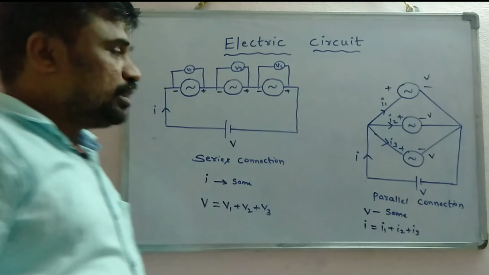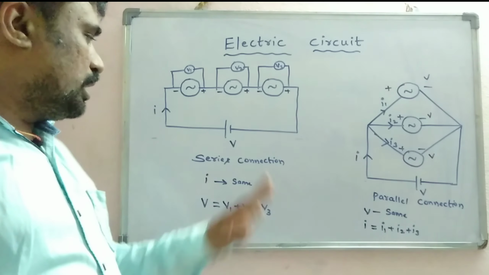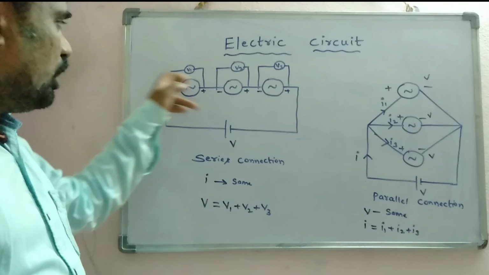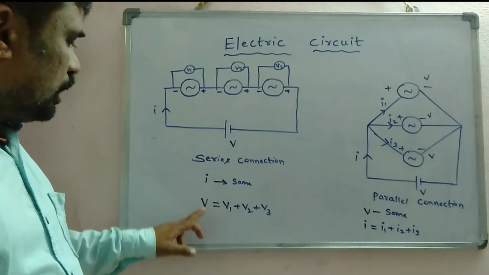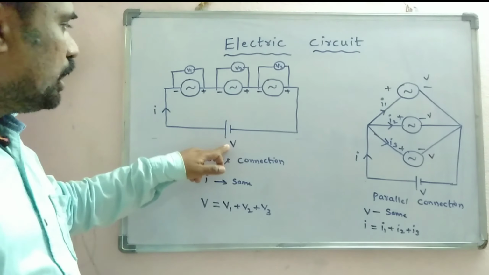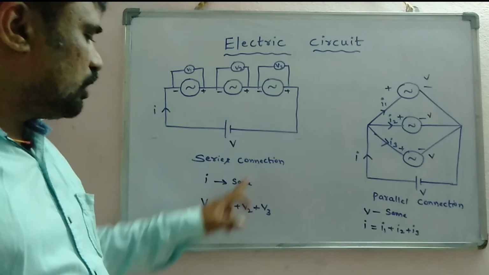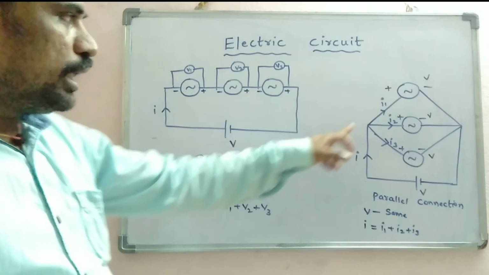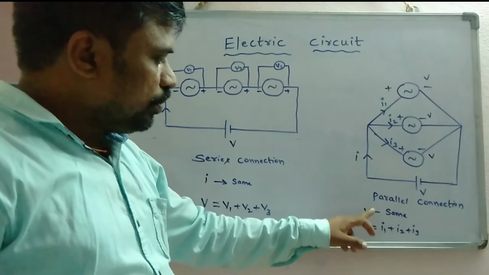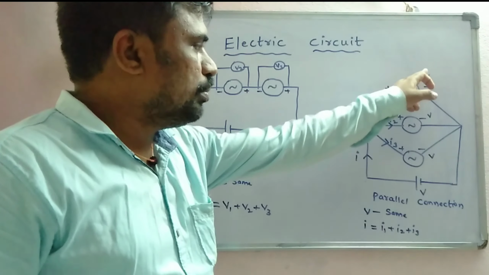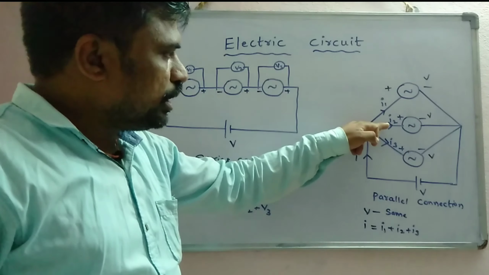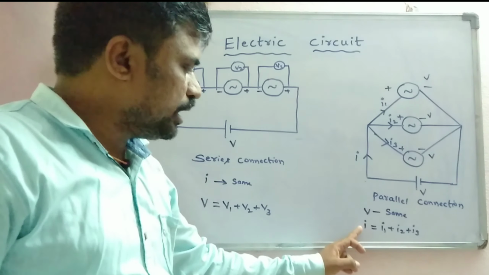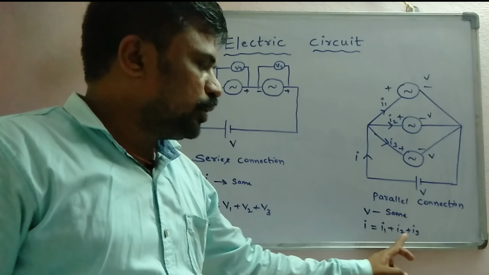So from this what we have learned, in series connection current will be same but the total potential difference will be equal to sum of the individual potential differences. And in parallel connection, potential difference will be same and the total current will be equal to sum of the individual currents, that is I equal to I1 plus I2 plus I3.